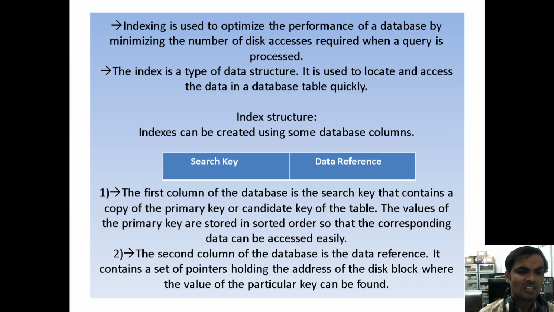Coming to the second column of the index, the data reference, it points to the table. With the help of the data reference only, we can give the reference to the table. Now with the help of the search key, it points to the data reference, which points to the corresponding table or child table, based on the records available for the search key value.